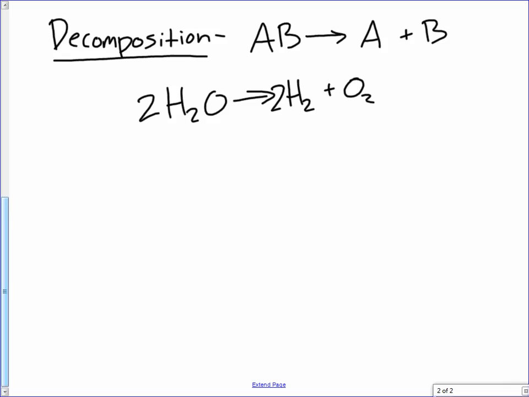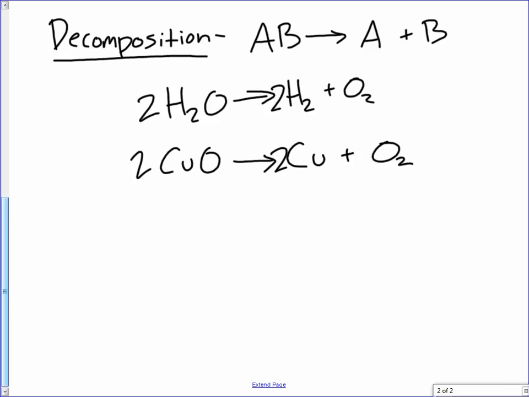Let's try another one. Let's try copper oxide decomposing. So pause it and give it a shot. Come back and check your answer. Okay, so it's going to decompose into copper and oxygen. We know that much. Oxygen's diatomic, so it's going to be like that. Now we need to balance, and we're good. So that's all you need to do for that one. It's really not that bad.